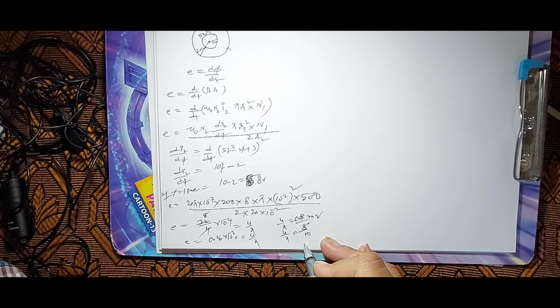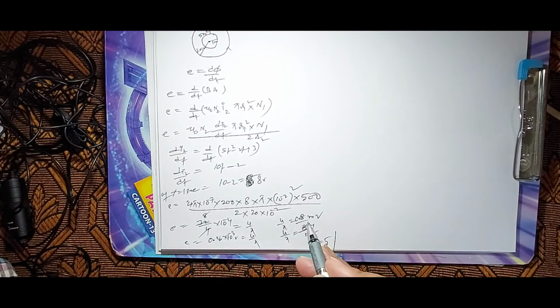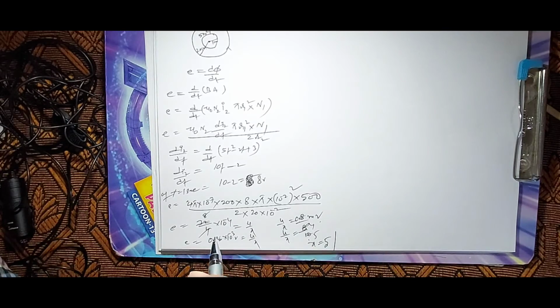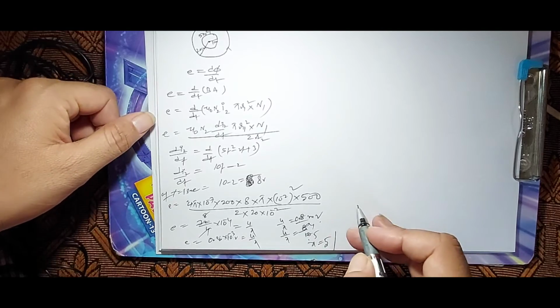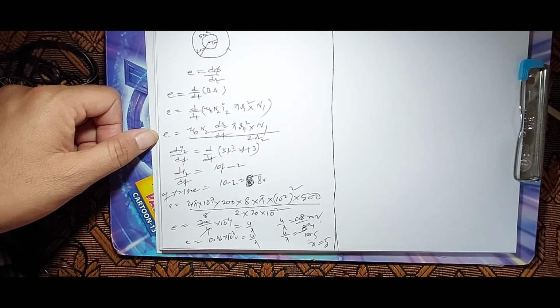4 by x is equal to 8 by 10. The 4s cancel, and x is equal to 5. This is a numerical question, so our value is x = 5.